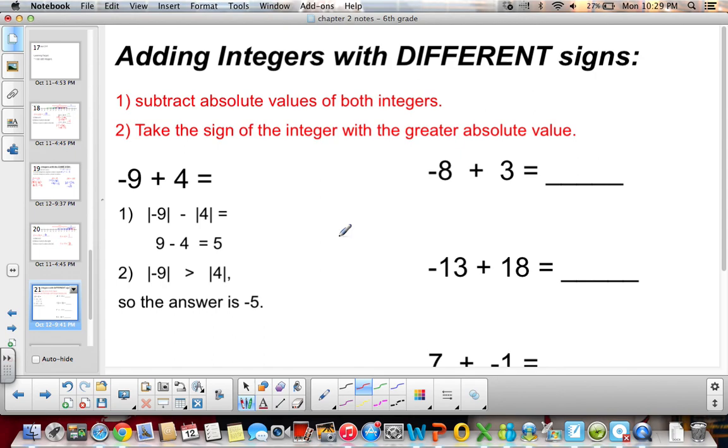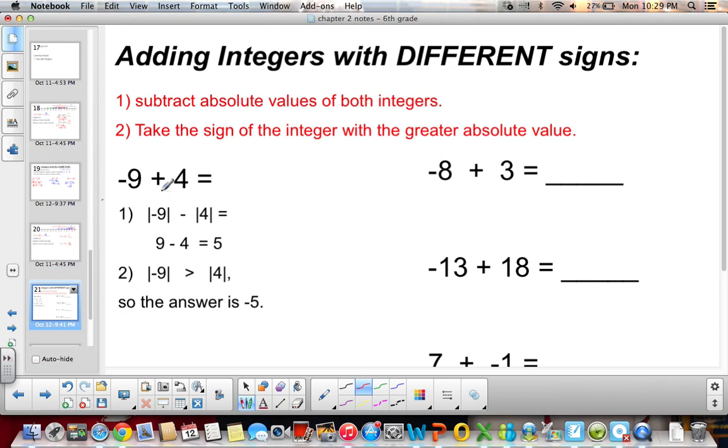So the definition for adding integers with different signs, okay, this is super, super important. So write this down. Write down the directions. You're going to subtract the absolute values of both integers and then take the sign of the integer with the greater absolute value.